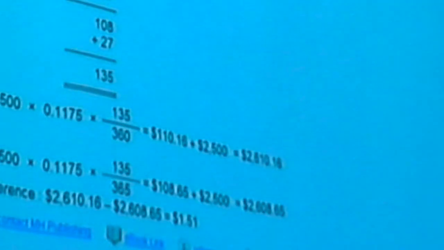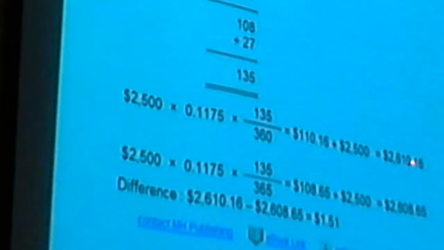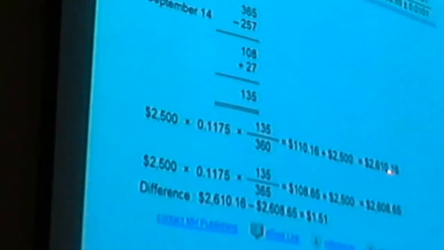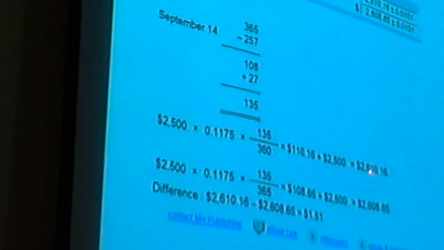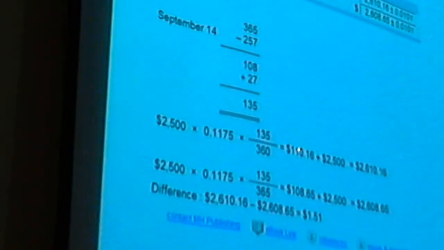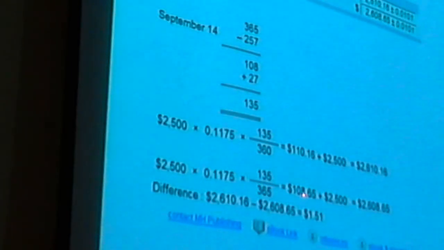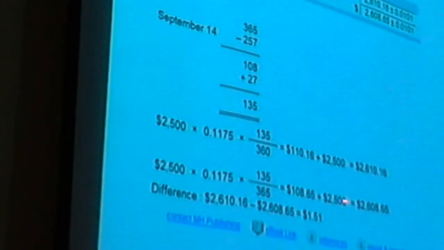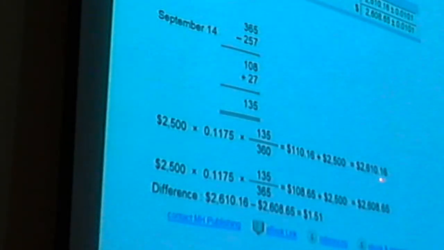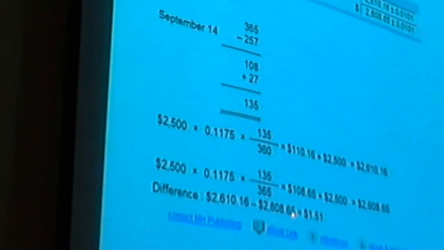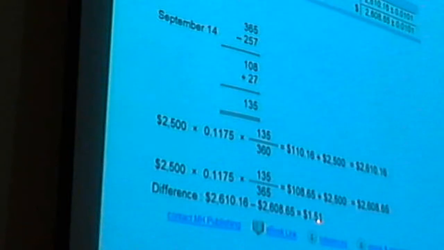And what you're doing is you're calculating the ordinary interest and maturity value. Because here's the interest, plus the principal gives you the maturity value. And then the second part, you're doing the same exact thing. Here is your interest, plus the principal gives you the maturity value for the exact interest method. Take these two and do what with them? Subtract them, and that gives you the difference.